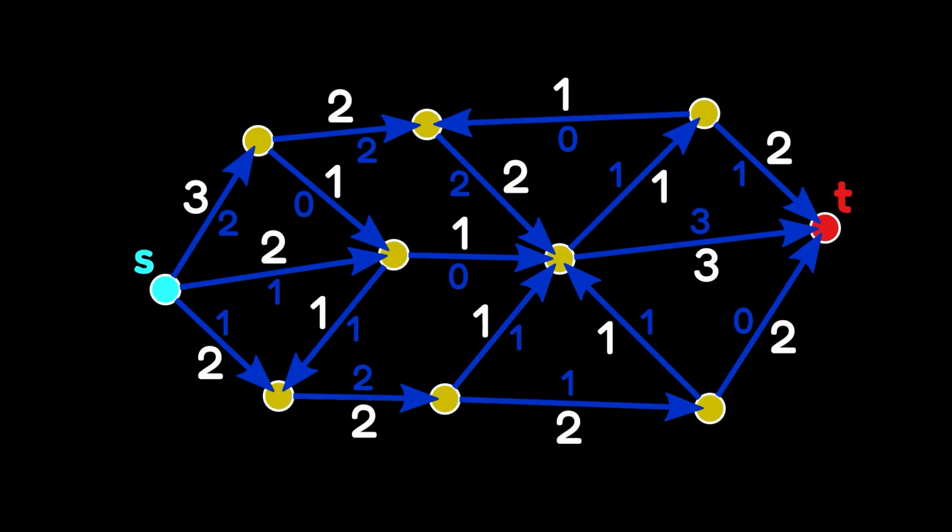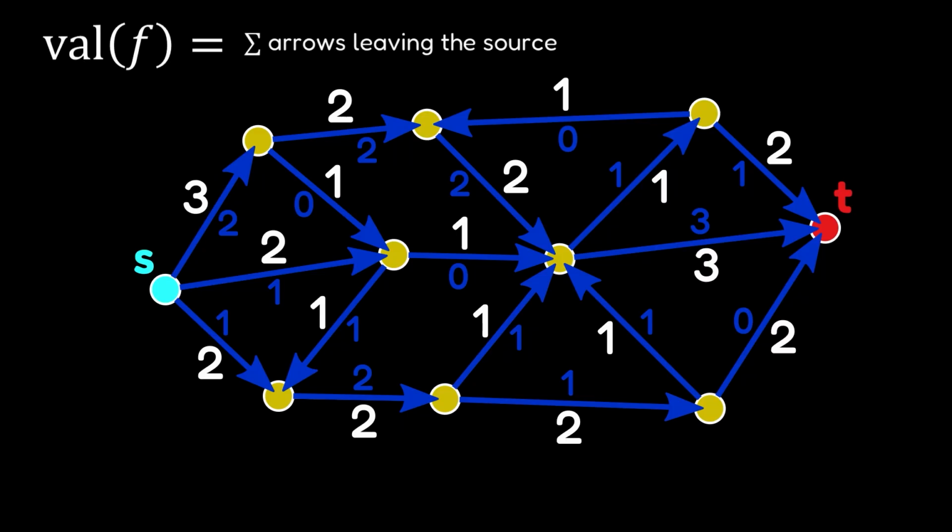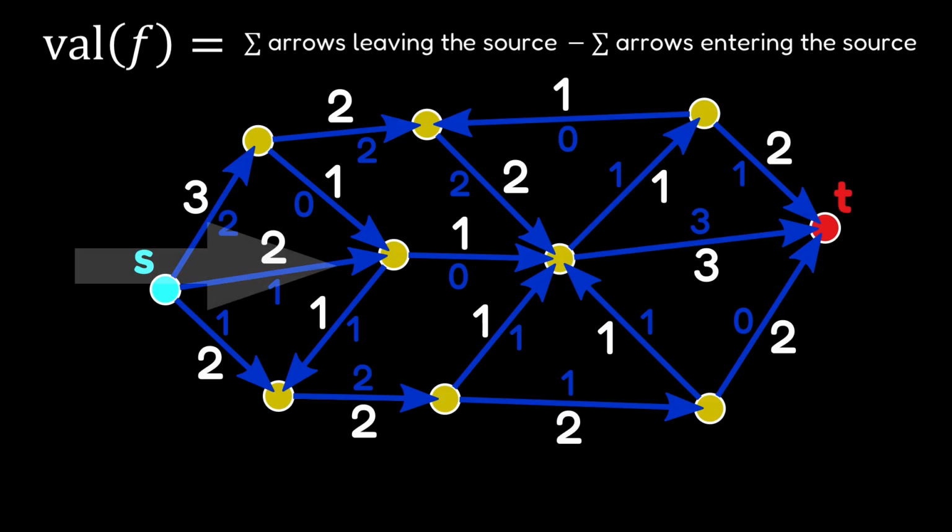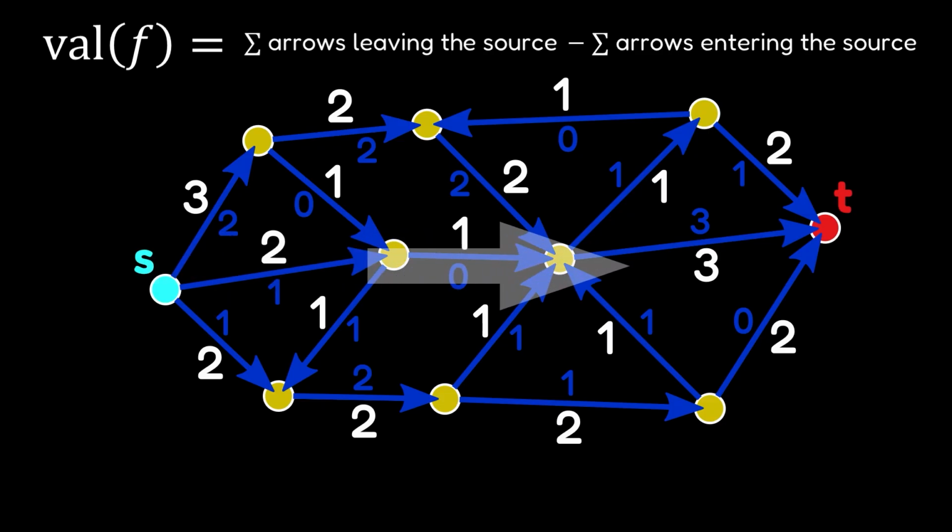Given a flow f, we define its value as the sum of the values on the arrows leaving the source minus the sum of those entering it. Yes, flows with arrows entering the source are allowed too. So the flow value can be negative, as if the water were moving from the sink back toward the source. Don't worry, what matters to us is finding the flow with the maximum value, the one that transports the greatest quantity of material from S to T.